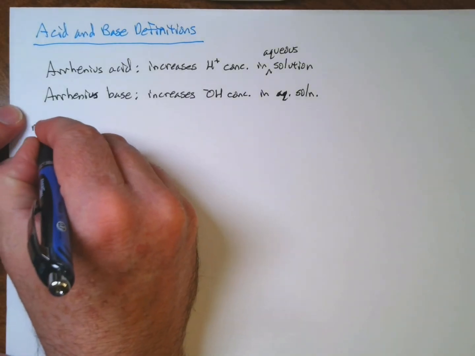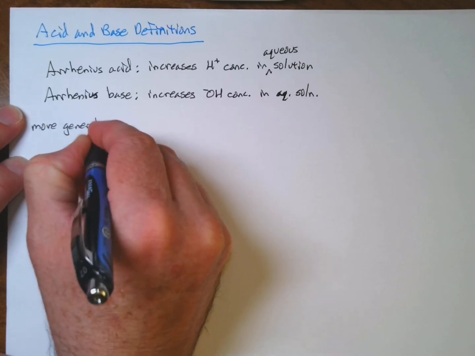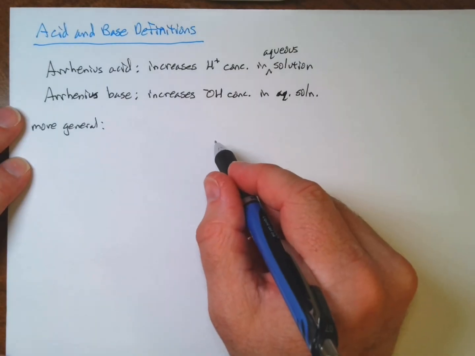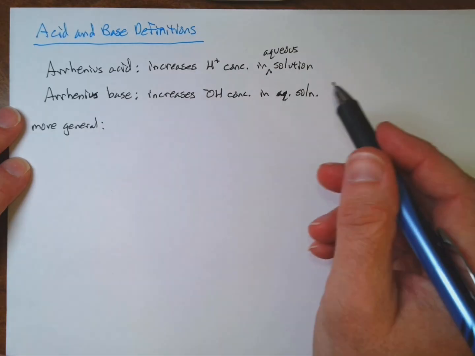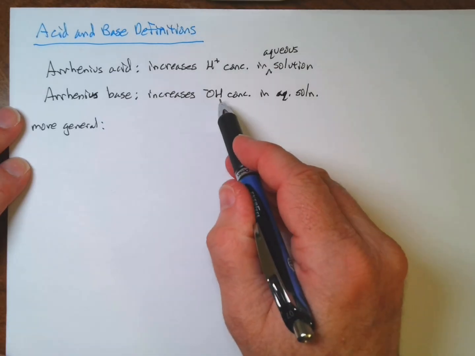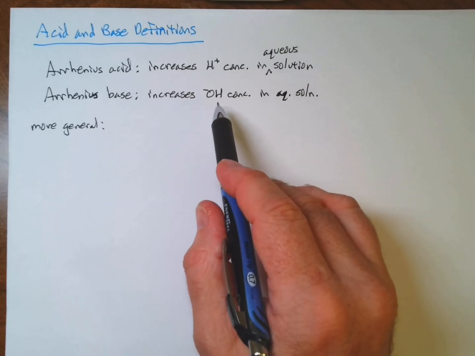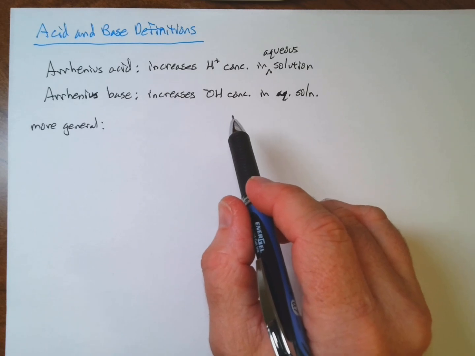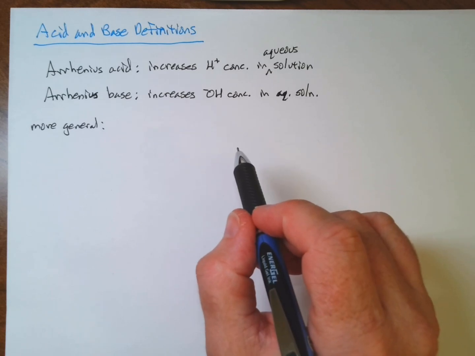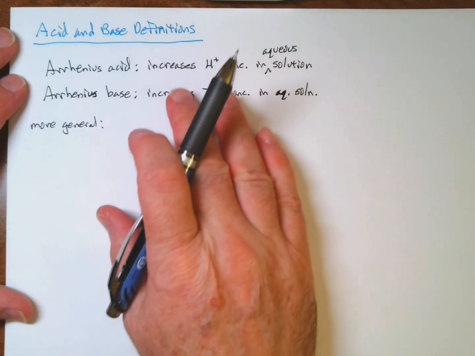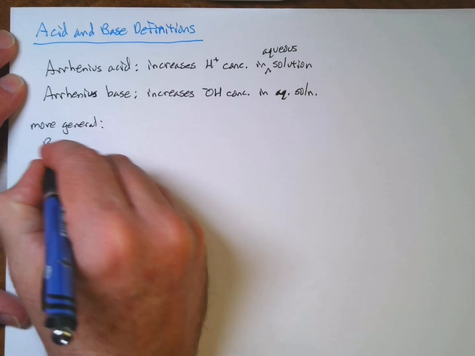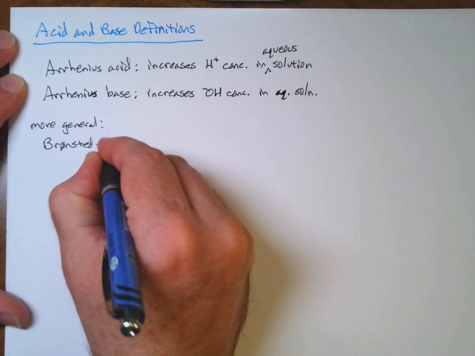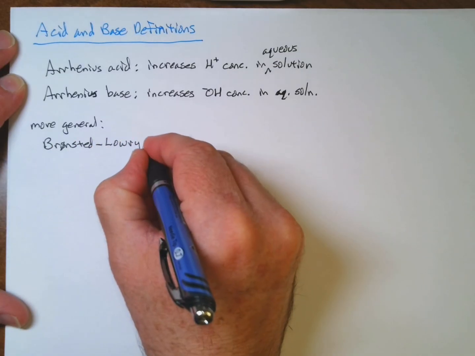Now, some more general definitions, because these are fairly specific. For example, something like ammonia does slightly increase the hydroxide ion concentration in aqueous solution, but there are other things that can be acids or bases that fall outside of this definition. So a more useful definition is the Bronsted-Lowry definition.